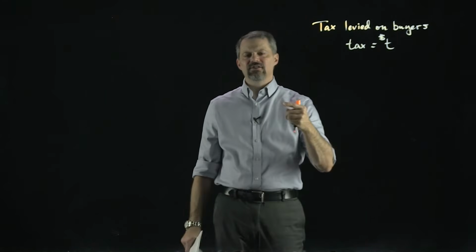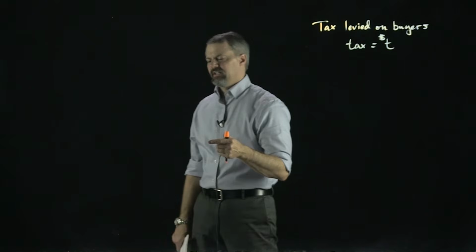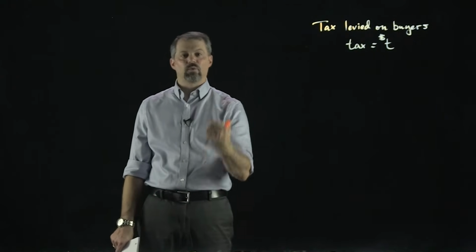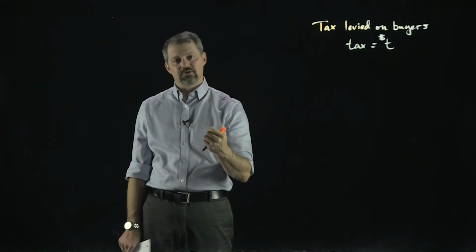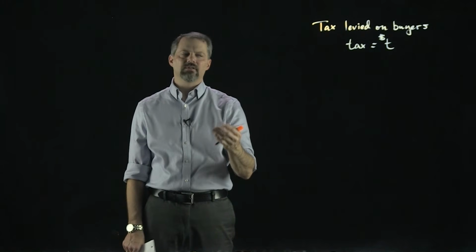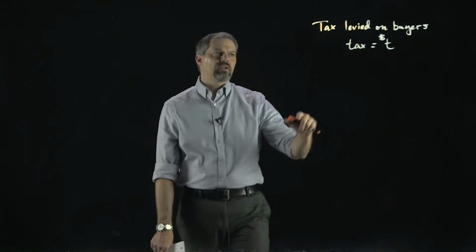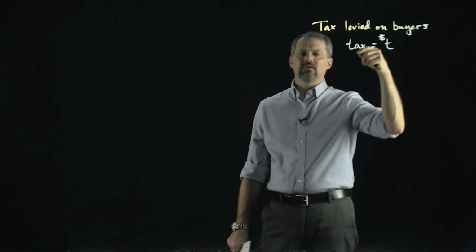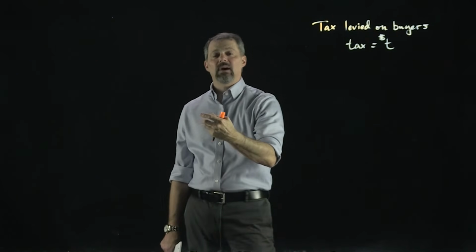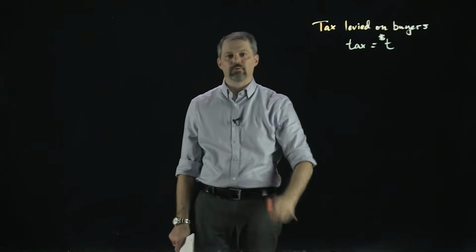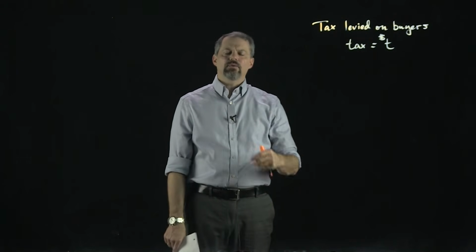So we need to first think about which curve shifts. We need to then think about which direction it shifts, not how much, which direction. And then we need to draw the picture and think about what happens. So clearly this is a tax levied on buyers, and that's going to influence the demand curve because that's the curve that represents the buyers. So let's think about a different example.